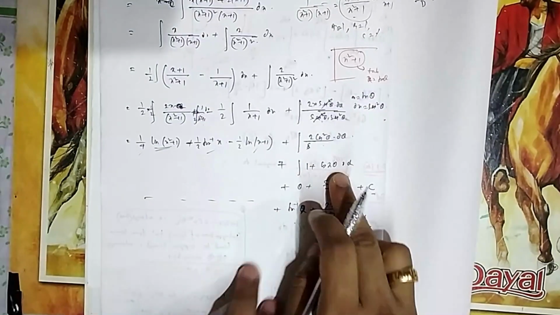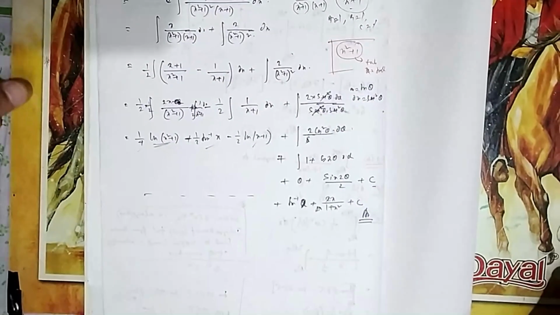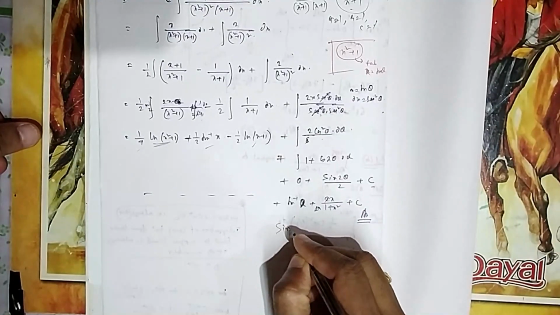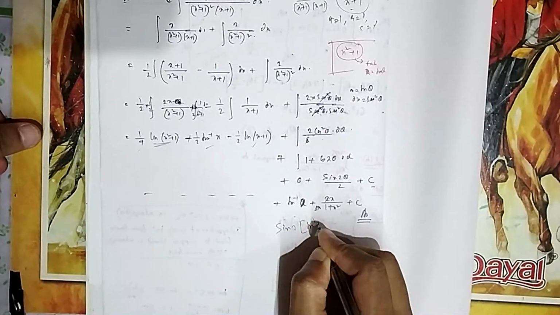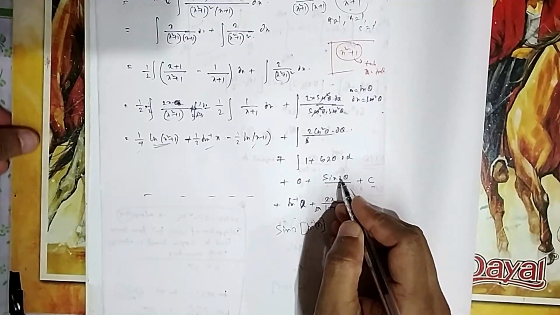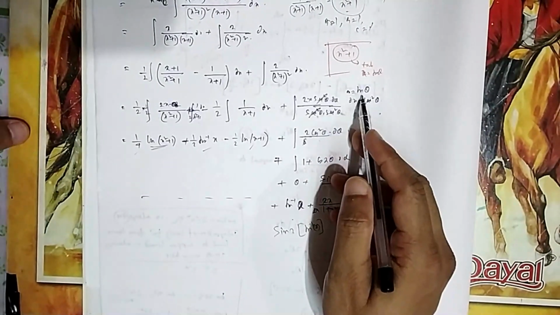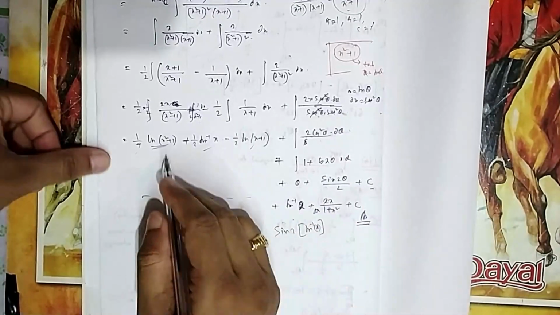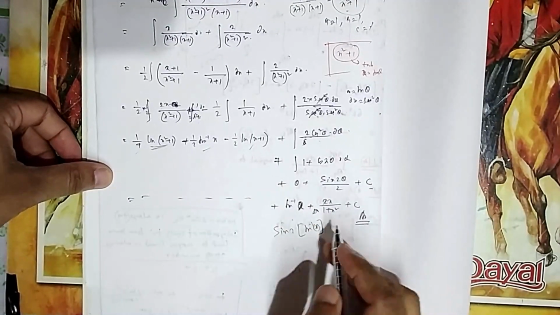So if you have to check which way the option is given, you can write it this way also: sin 2 into, instead of theta, you can write tan inverse x. But you have to check whether the option is given in this way, or otherwise you apply sin 2 theta is 2 tan theta by 1 plus tan square theta, so 2x by 1 plus x square. So the rest of the things are all there, then plus c. So this is your answer.